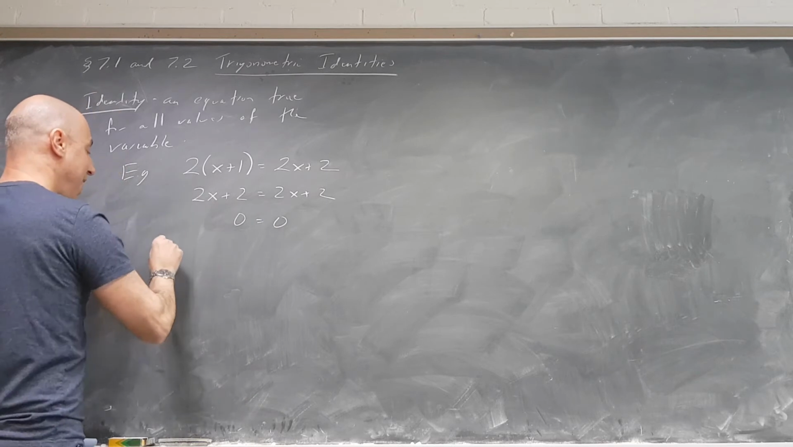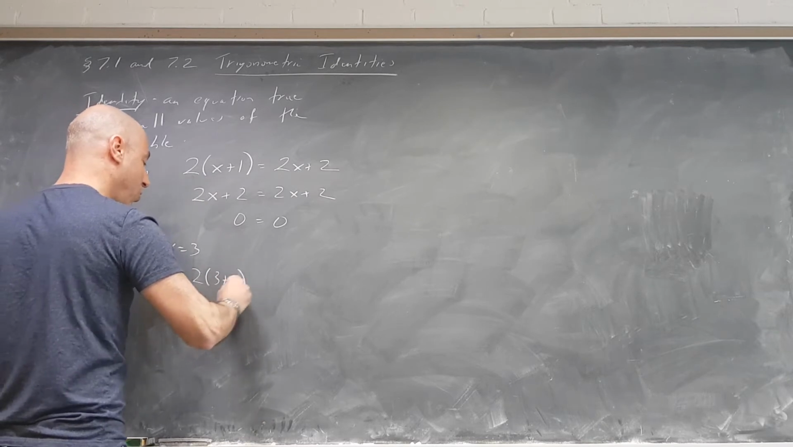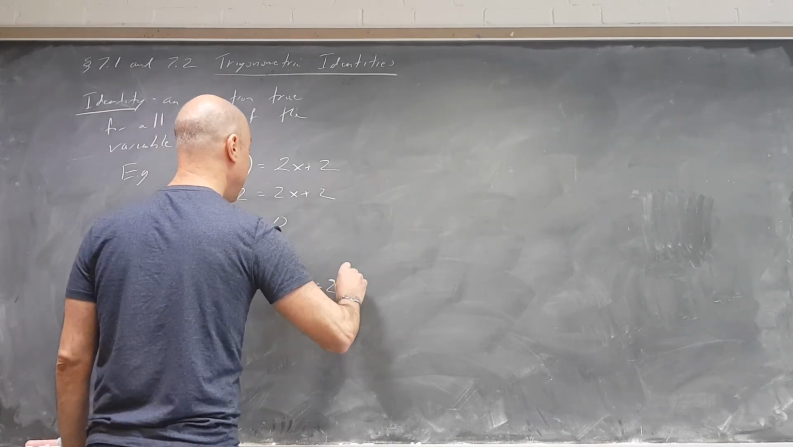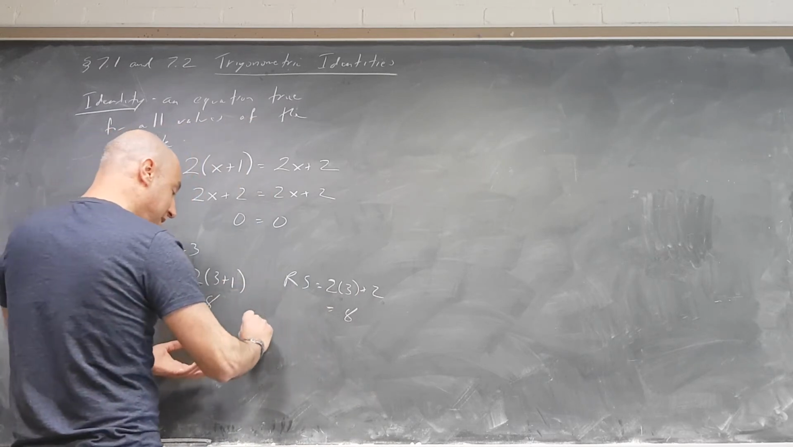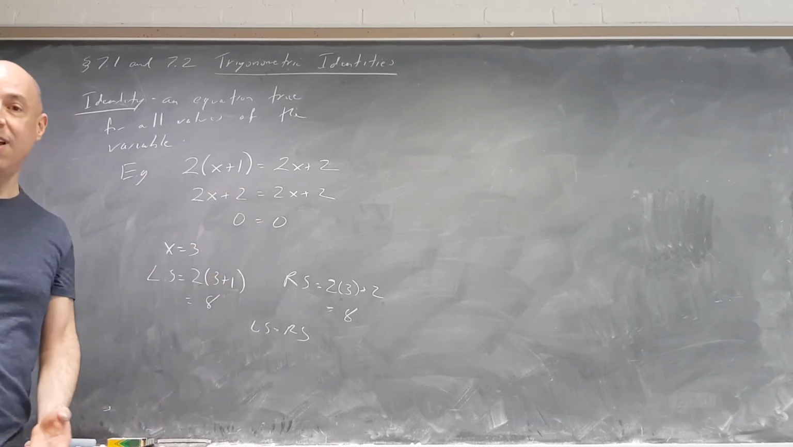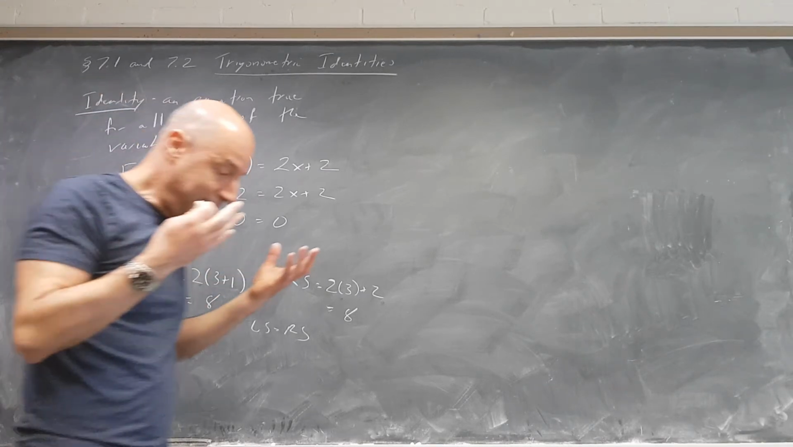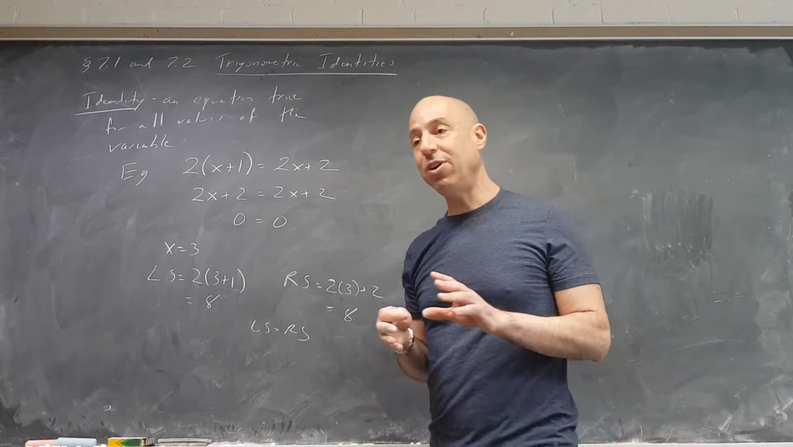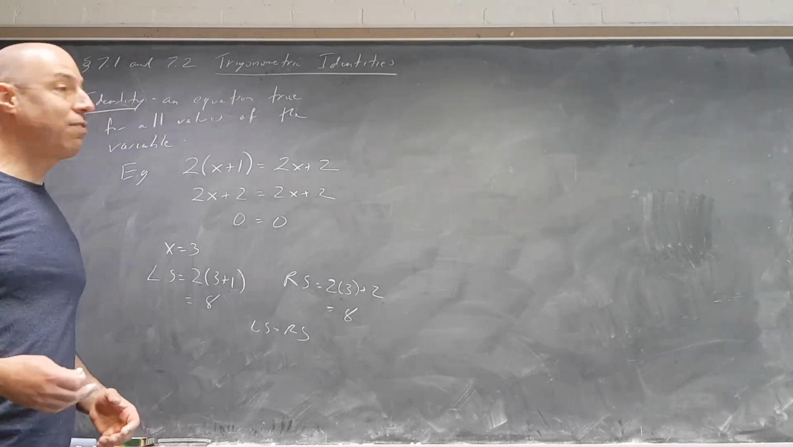And you can check. If x is, say, 3, the left side of this equation is 2 times 3 plus 1, which is 2 times 4, which is 8. And the right side of the equation is 2 times 3 plus 2. That's 6 plus 2 is 8. Left side is equal to the right side. It doesn't matter what x is, the left side is going to be equal to the right side. You can see that based on the easiest kind of algebra that you know. So trigonometric identities are identities that involve trigonometric functions that are true for all values of the variable.